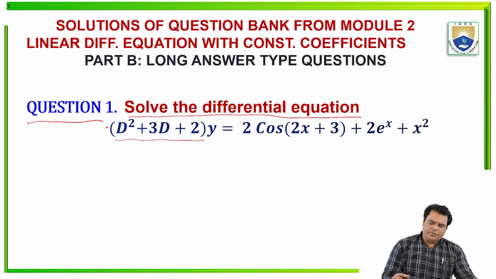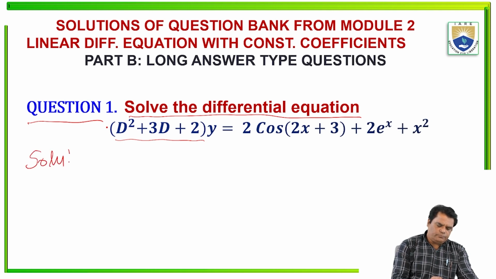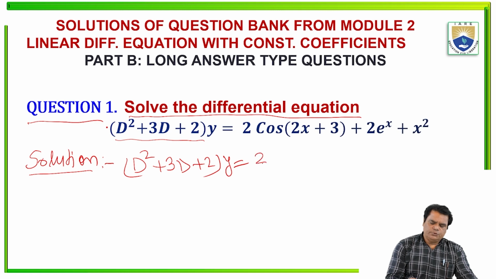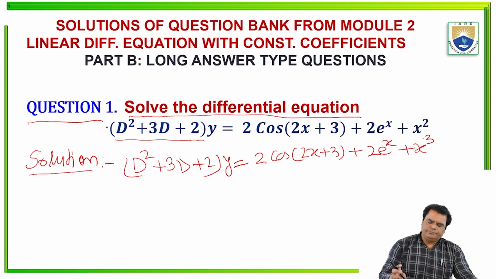So here, this differential equation is known as a linear differential equation of second order with constant coefficients. Here is the solution. (D squared plus 3D plus 2) y is equal to 2 cos(2x plus 3) plus 2e to the power x plus x squared. This is the question, and this is equation 1.